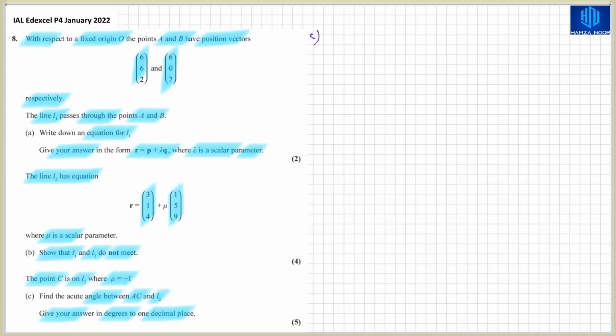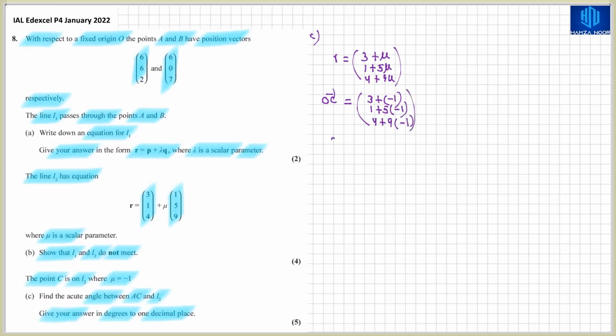So as we know, in order to find point C, we need to substitute mu is equal to -1 into the vector equation of the line L2. So the L2 equation is basically r is equal to 3 plus mu, the j component is 1 plus 5 mu, and the k component is 4 plus 9 mu. So in order to find the position vector of point C, we need to substitute mu is equal to -1. So 3 plus -1, 1 plus 5 times -1, 4 plus 9 times -1.